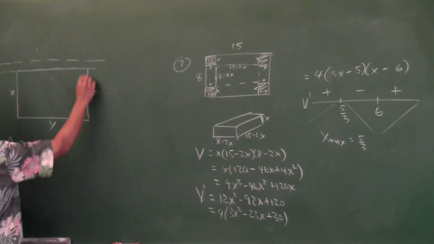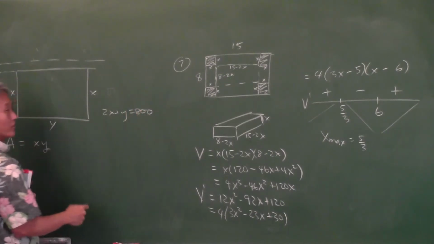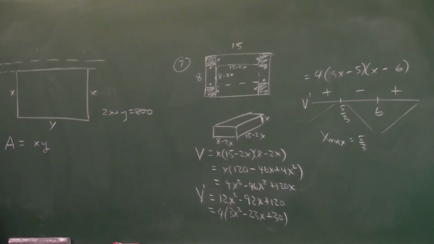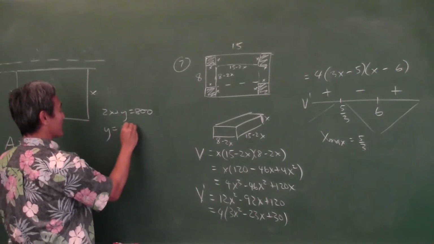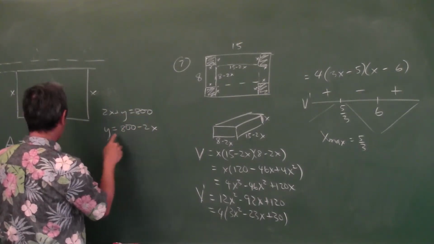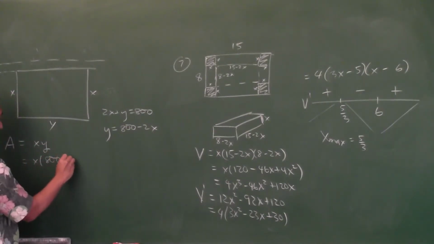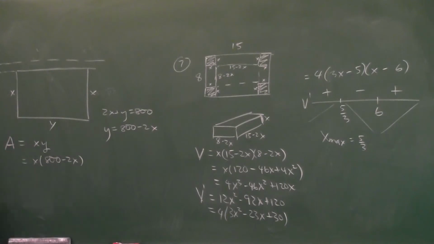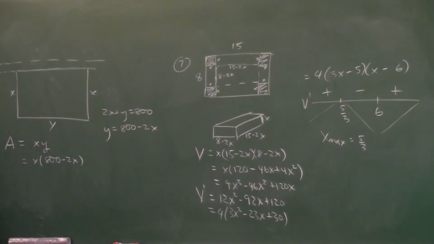This plus this plus this, 2x plus y, has to equal 800. And you can use that equation to get rid of one of these variables. So solve for one of the variables. Let's solve for y. Y equals 800 minus 2x. Take that and plug it in right there. X times 800 minus 2x. And there's your function. You guys don't remember doing this problem? This is what we call a classic problem. Every Algebra 2, pre-calculus, and calculus book has this problem in it.